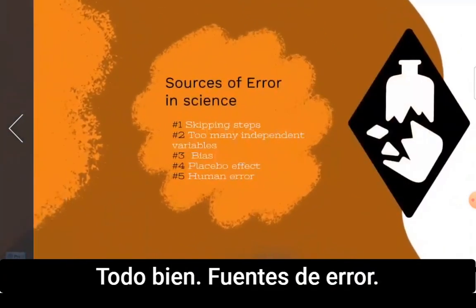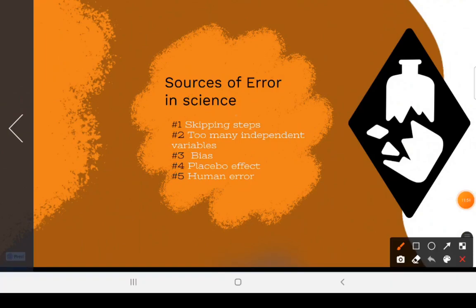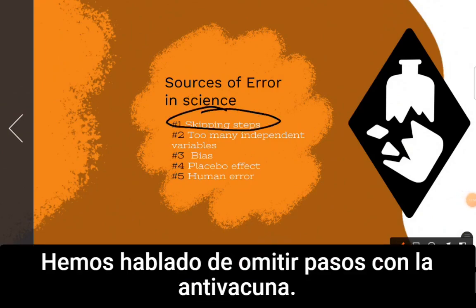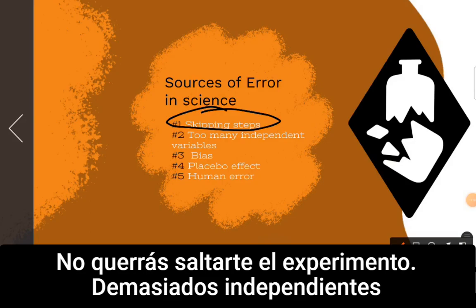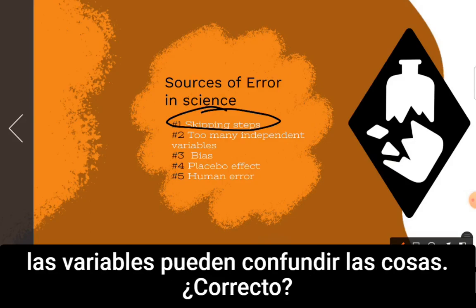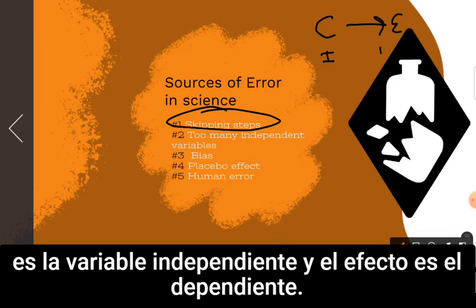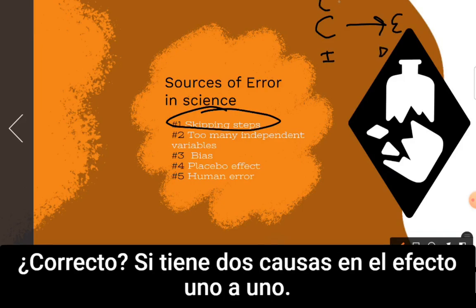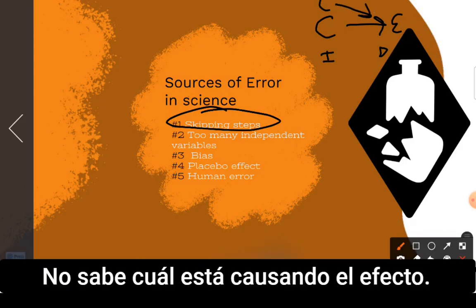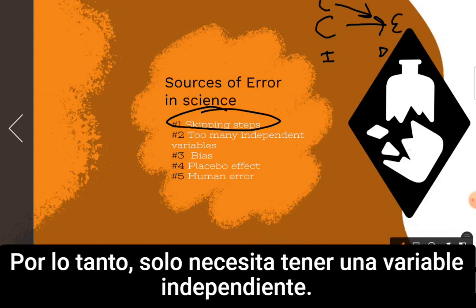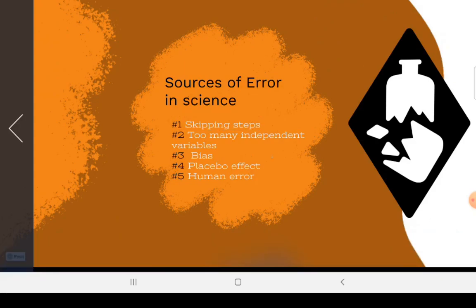All right, sources of error. This is how we mess up in science. We've talked about skipping steps with anti-vax. You don't want to skip your experiment. Too many independent variables can confuse things, right? So in every experiment, there is cause and effect. The cause is the independent variable, and the effect is the dependent, right? If you have 2 causes on one effect, you don't know which one is actually causing the effect, right? So you need to only have one independent variable.